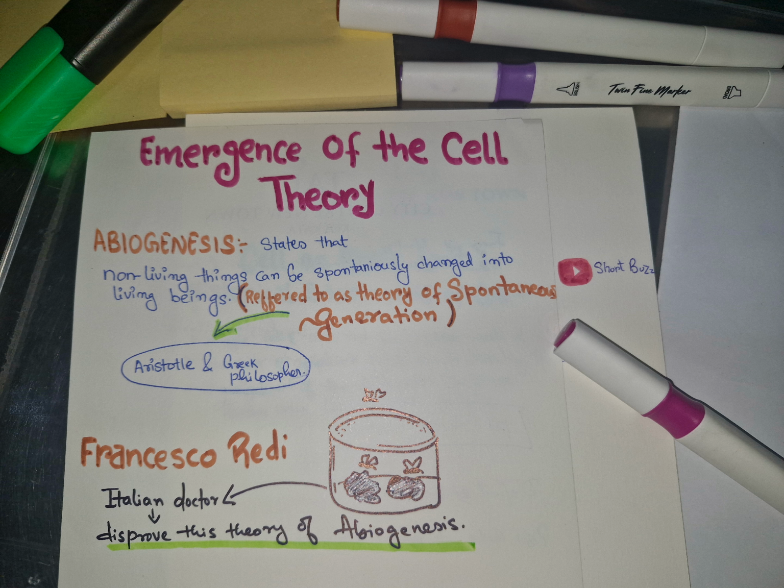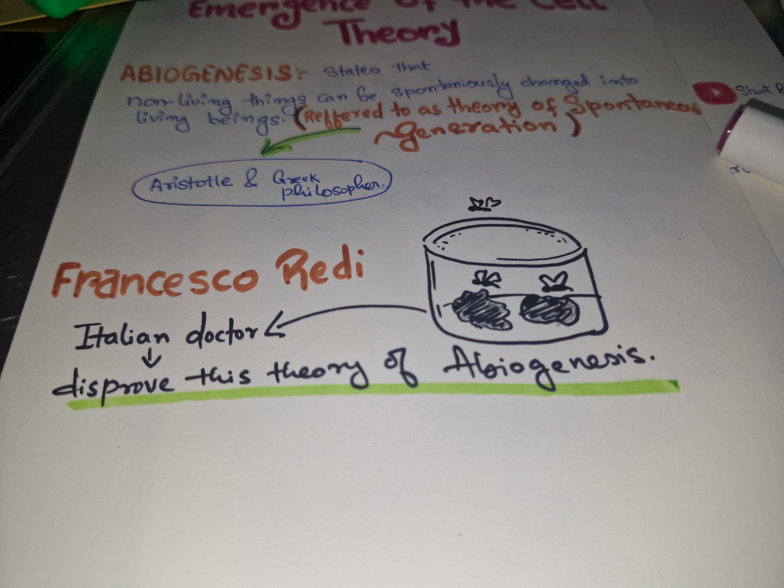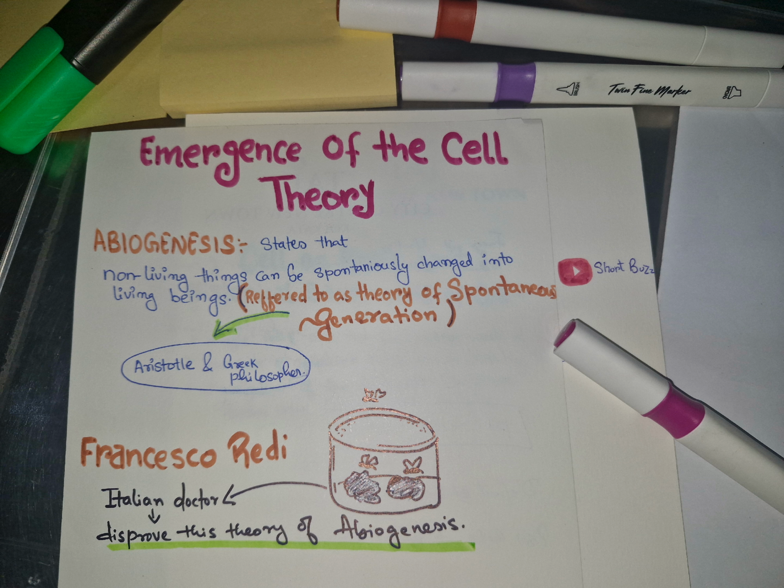So what happened? Redi repeated the same thing again but covered 2 of the jars with a lid. Now he did the same but it was covered. Redi concluded that the flies were not coming out of the meat, but were coming from outside, because the lid was open. The conclusion was that flies are not produced from a piece of meat. So he disproved Aristotle's theory of abiogenesis.